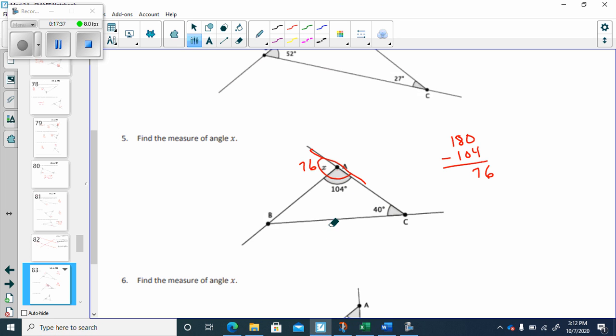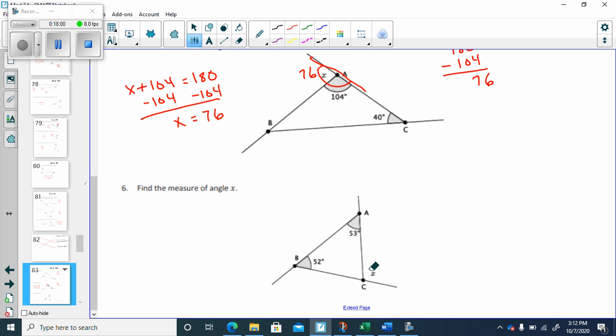Add them together, 76 and 104. Do they give you 180? Yes, they do. Another way to do this, guys, could be to say X plus 104 is equal to 180, all right? And then you can see on both sides you're needing to subtract 104, and X is equal to 76, okay?